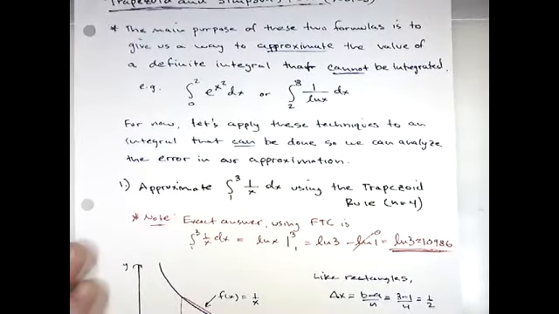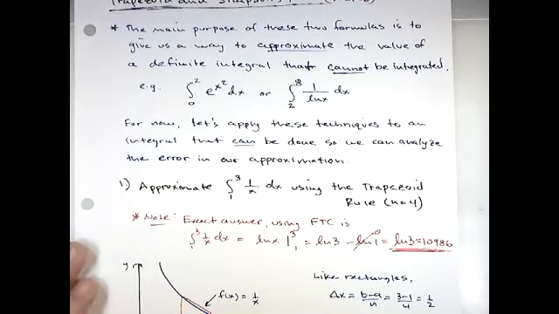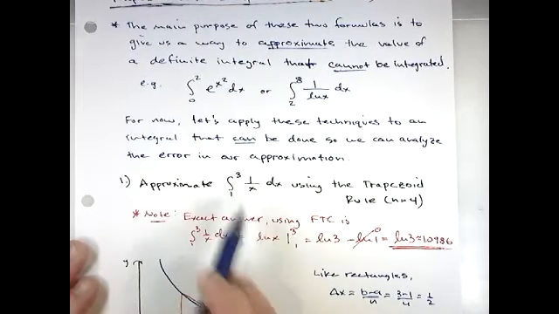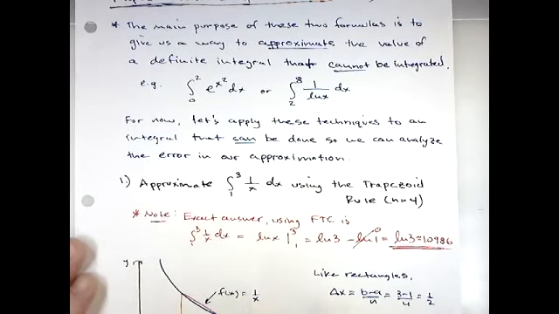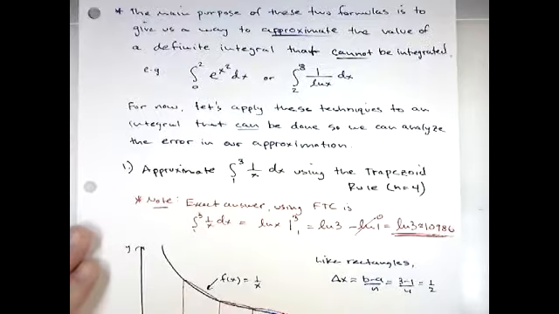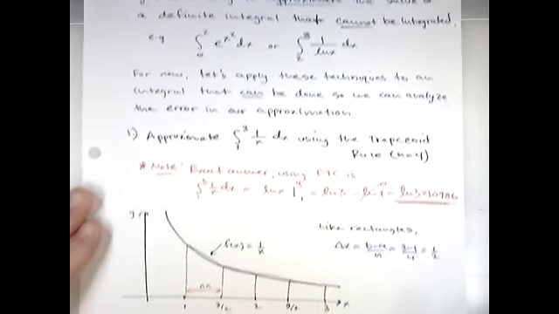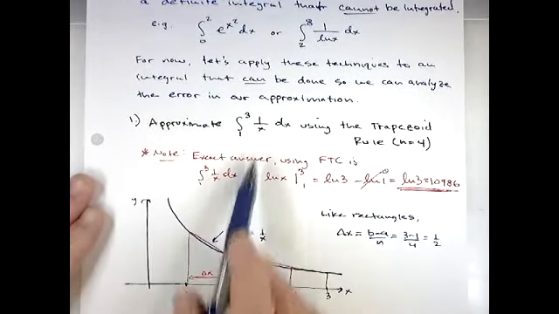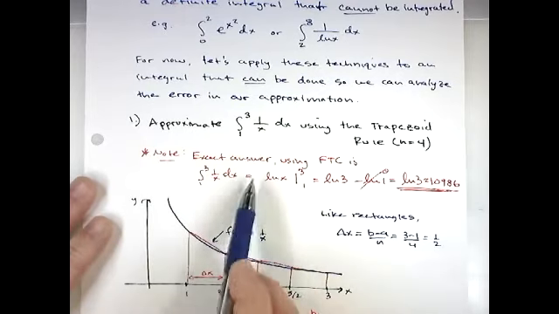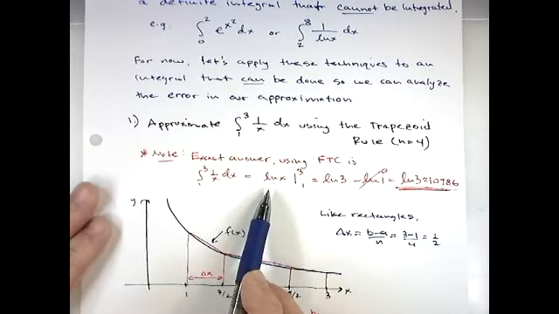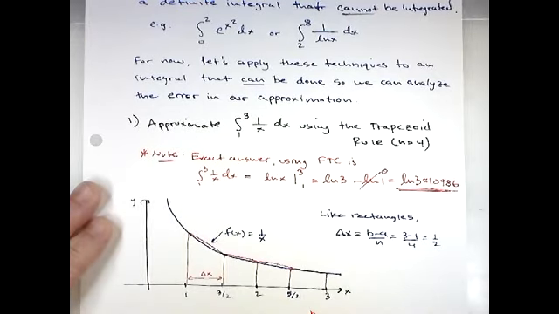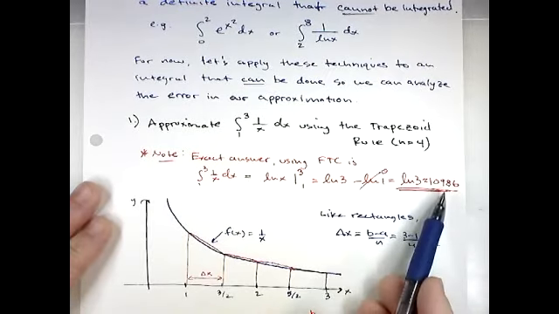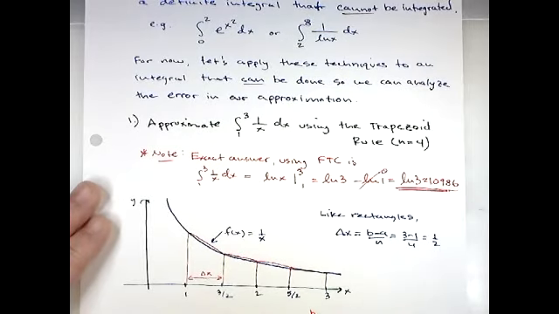apply both of these rules and have a sense of how accurate we are, in this case, we're going to approximate the integral of 1 over x dx from 1 to 3 using the trapezoid rule with n equals 4. Now, of course, there's no real reason to approximate it because we can actually evaluate that integral using the fundamental theorem of calculus. We're going to do that because then we'll know what to compare our answer to.